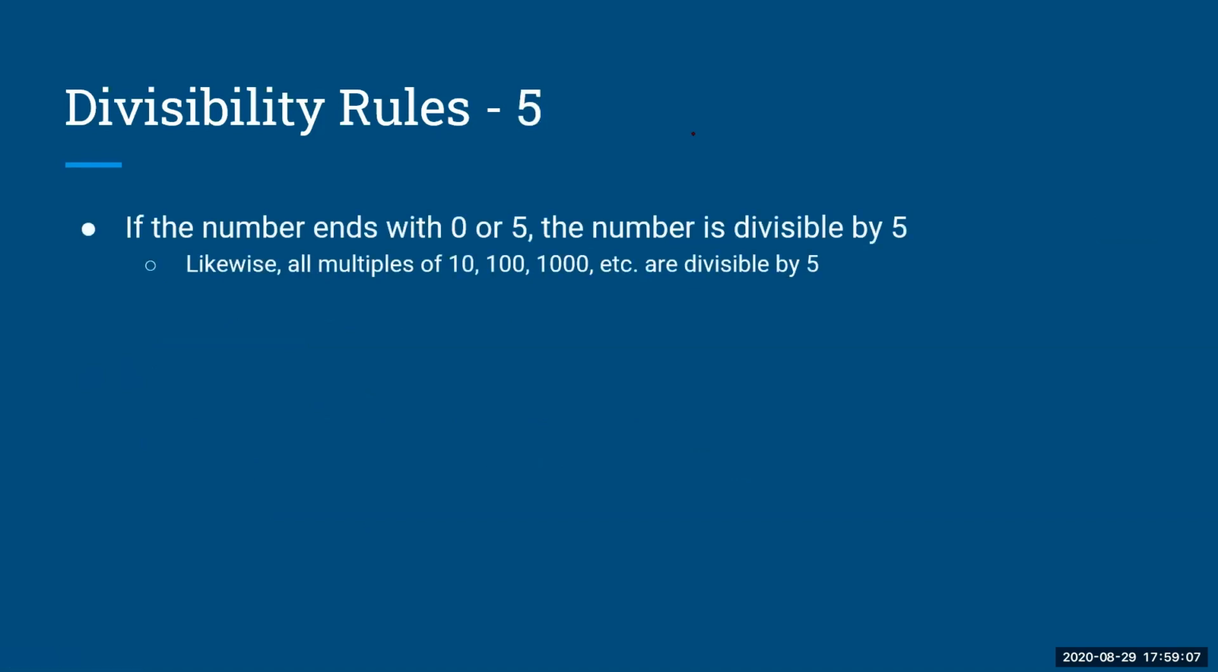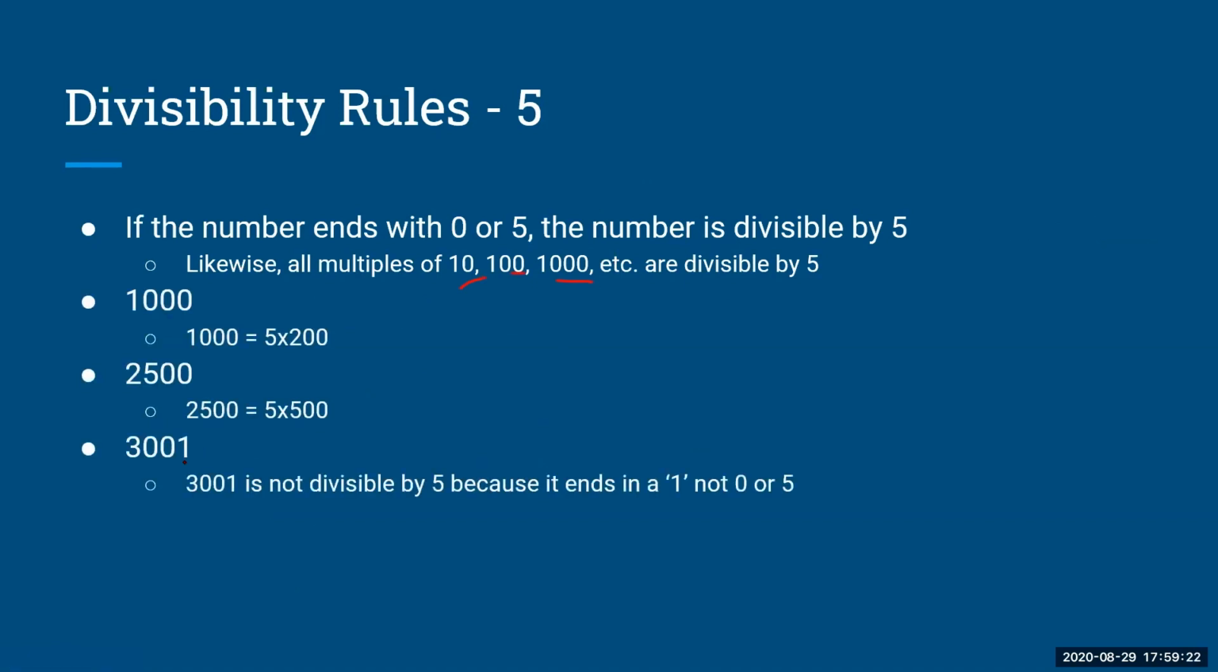All right, 5. If a number ends with 0 or 5, the number is divisible by 5. And all multiples of 10, 100, 1,000, etc. are divisible by 5. So 1,000 and 2,500 are divisible by 5. 3,001 is not divisible by 5 because it does not end in a 0 or 5.